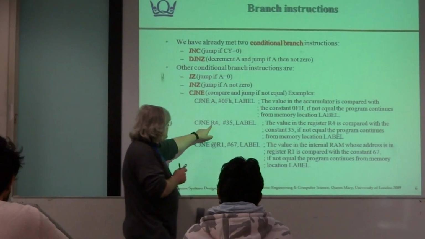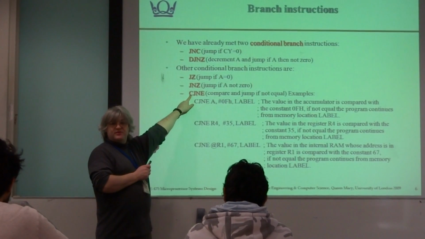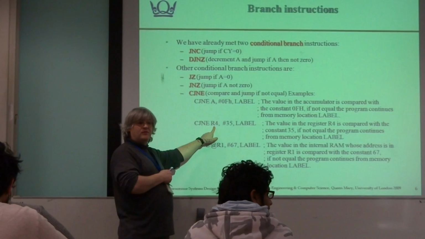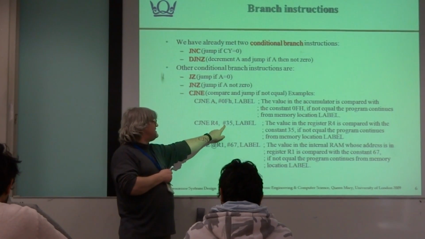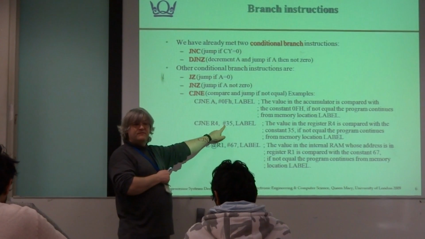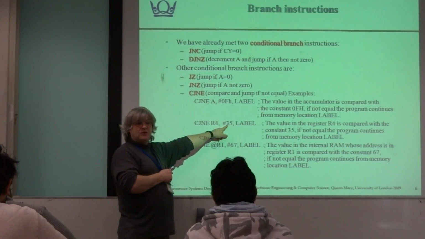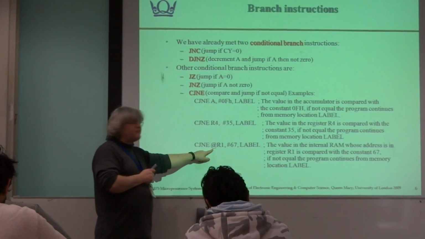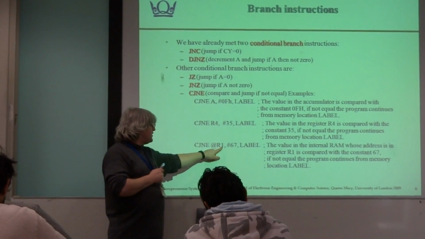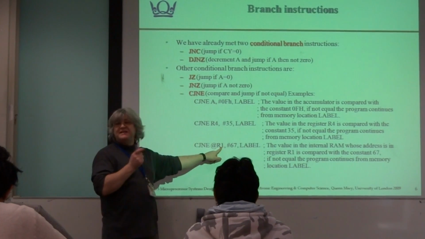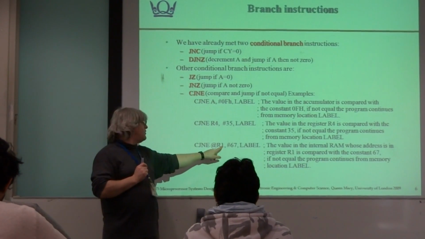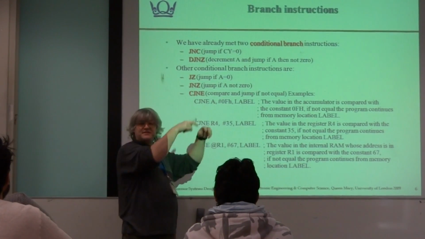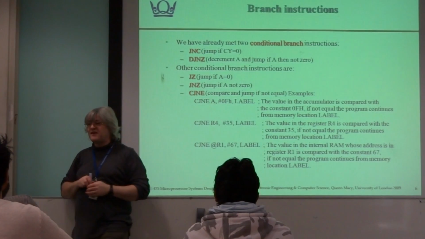Next one, you can see that this particular instruction can operate on other registers apart from just the accumulator. Here it's operating on register R4. Again, if register R4 contains decimal 35, then we would not do the jump. Any other value, we would perform the jump. And you can even use it with indirect addressing. In this version, it's saying go to the location pointed at by register R1. We're not going into register R1, we're using that as an address to go somewhere else. When we get there, we're comparing the contents of that location with decimal 67.